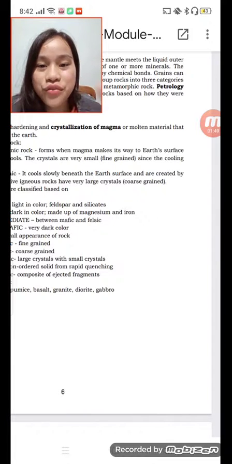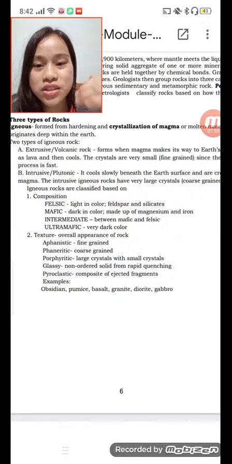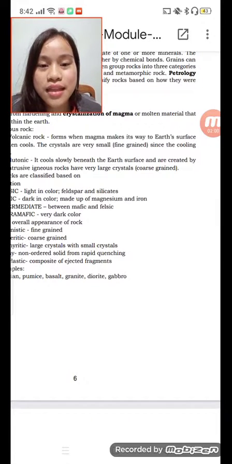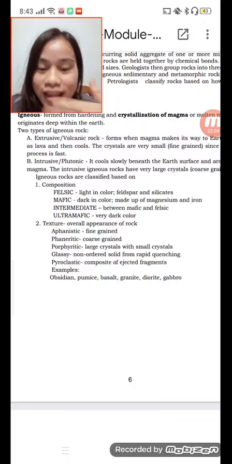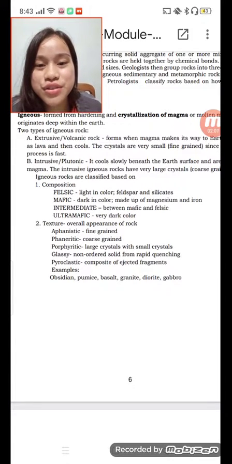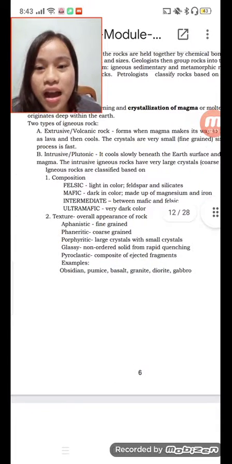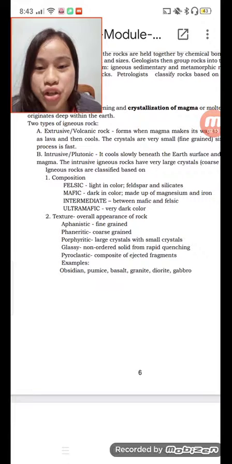Then the crystals are very small, fine-grained, since the cooling process is fast. B. Intrusive or plutonic rock cools slowly beneath the Earth's surface and is created by magma. The intrusive igneous rocks have very large crystals, coarse-grained. Igneous rocks are classified based on composition: felsic, mafic, intermediate, ultramafic.